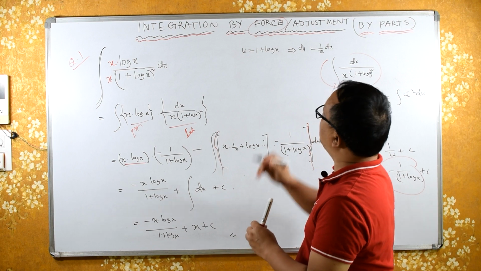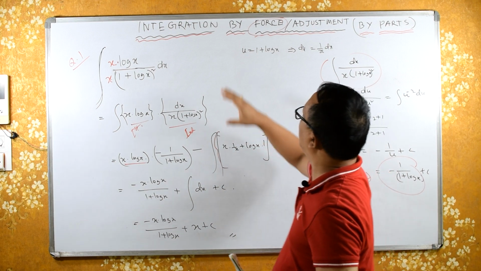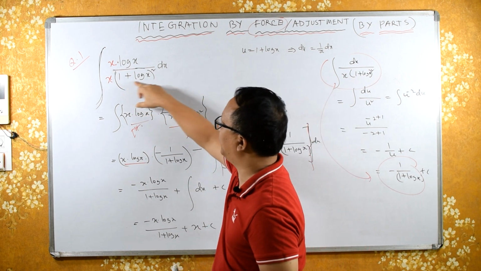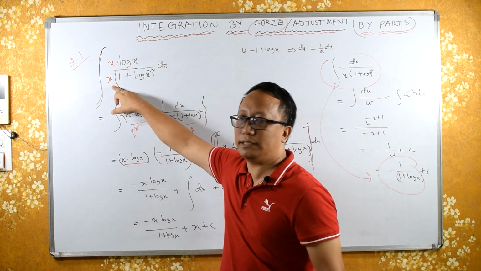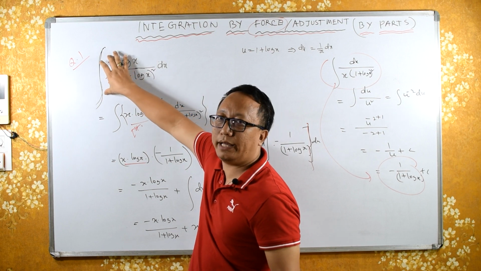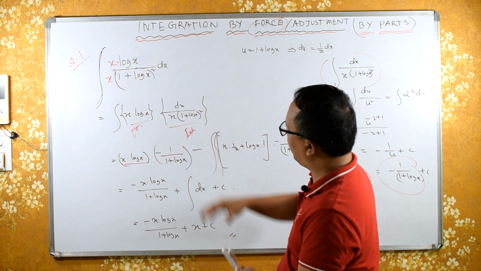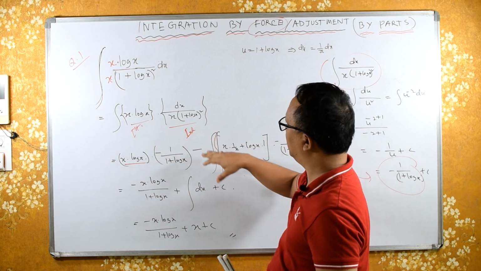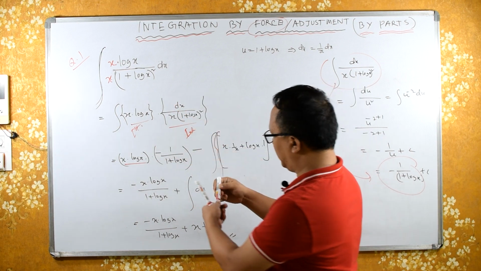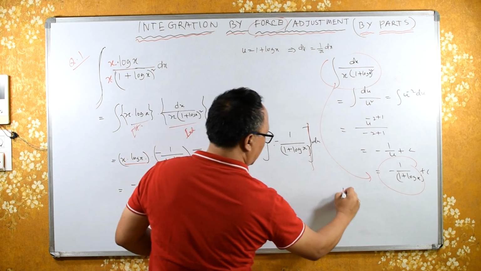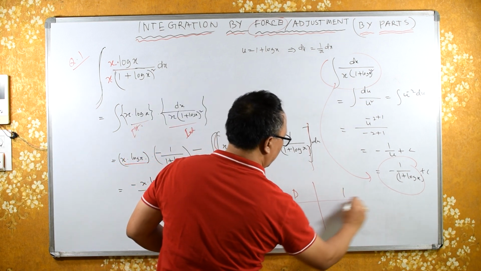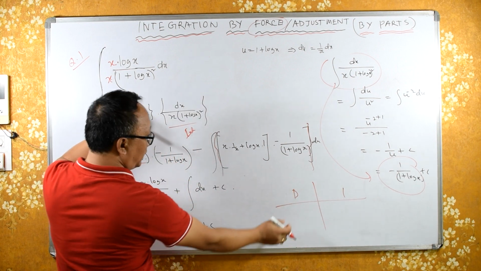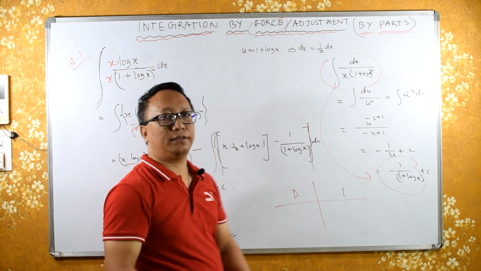What we have done is integration by force, or you can say by adjustment. Since we are substituting u equals log x, we need x over here, and this x needs to cancel over here. That's the adjustment we are doing. But from this part you can also use the other method, and this can be integrable. You can keep this part as the first function and this part as the second function here. Same answer you will get.